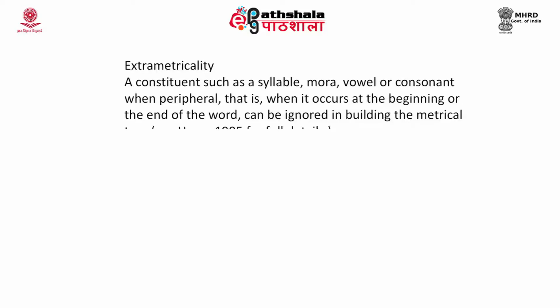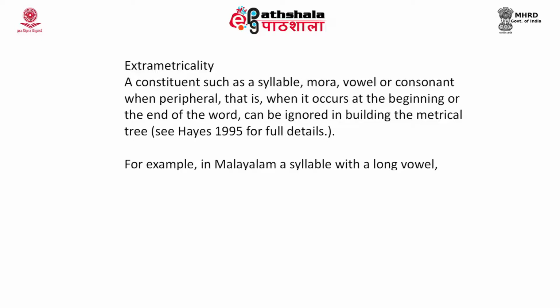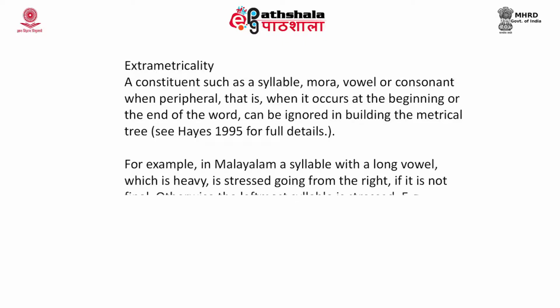What is extrametricality? A constituent such as a syllable, mora, vowel, or consonant, when peripheral, that is, when it occurs at the beginning or the end of the word, can be ignored in building the metrical tree. So either the final ones or the initial ones can be entities such as a vowel or a consonant or both, called a segment, or a mora or a syllable. Each of these is not counted in building trees. We then say that these units are extrametrical.